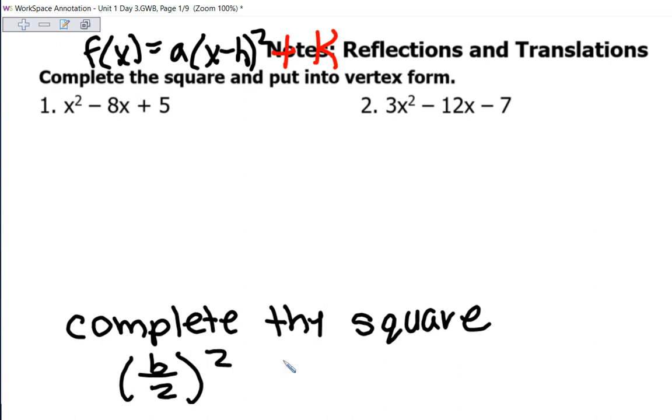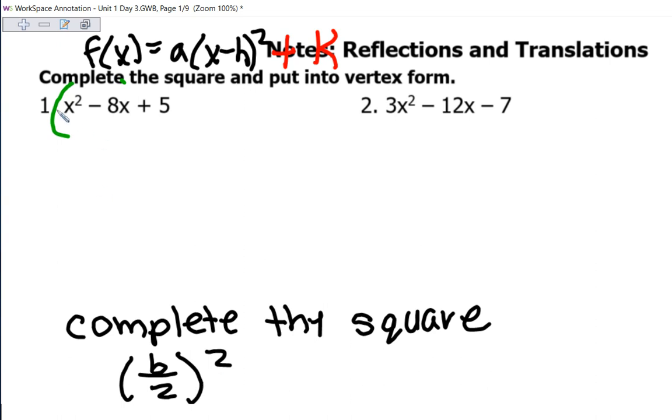So to complete the square, you take the b value, which is the coefficient in front of x, divide it by 2, and square it. So b over 2 squared. When we are completing the square, we're just going to concentrate on the first two terms, the terms that contain an x.